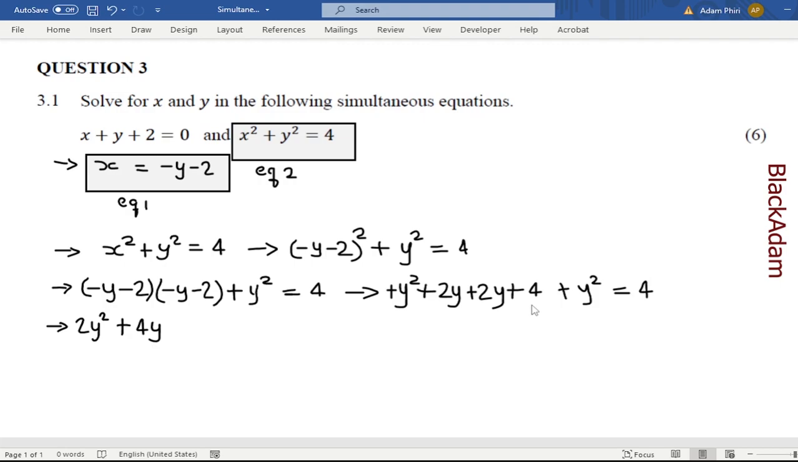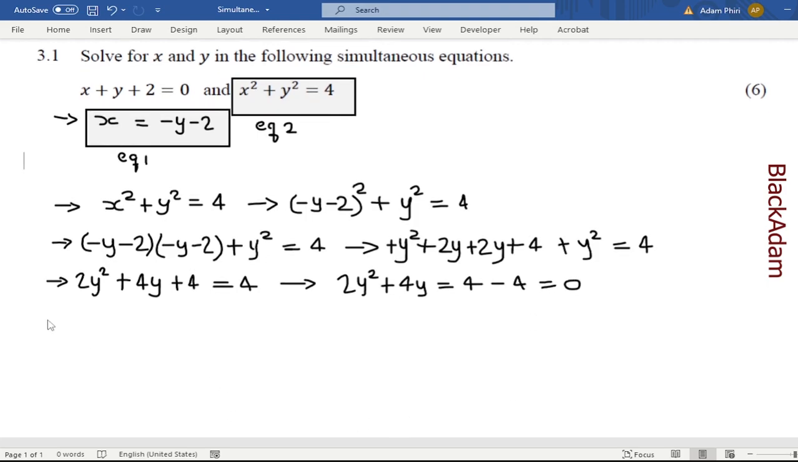From 2y squared we have 2y plus 2y giving us 4y. We are grouping all the like terms, and then we have positive 4 there, and that will be equal to 4. That means we have 2y squared plus 4y is equal to 4. That 4 goes from left to right, becomes negative 4. So we have 0.